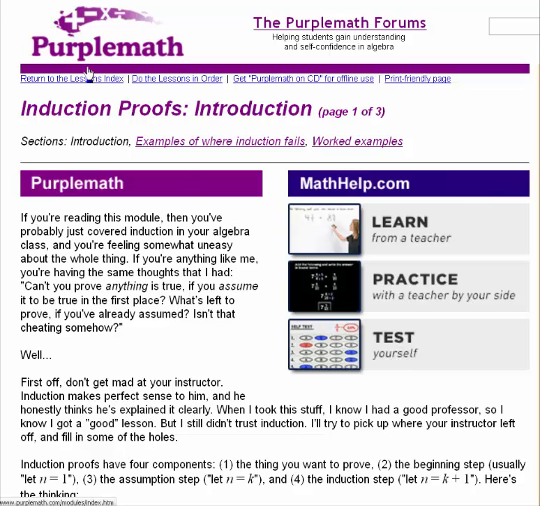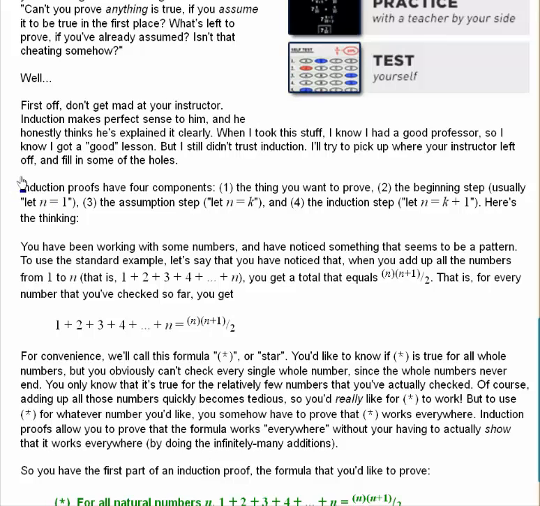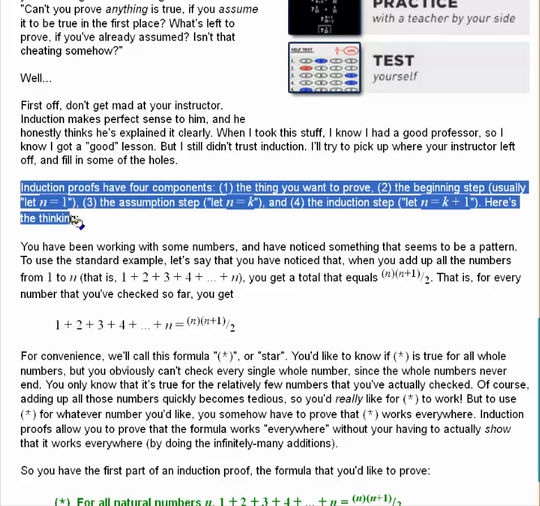Now, I found this page on the internet. If you do a Google search for Purple Math Induction, you'll find this page. I like this page because it does go through some examples really step by step. Okay, so we have some introductory material here. Here's a description of the components of an induction proof.